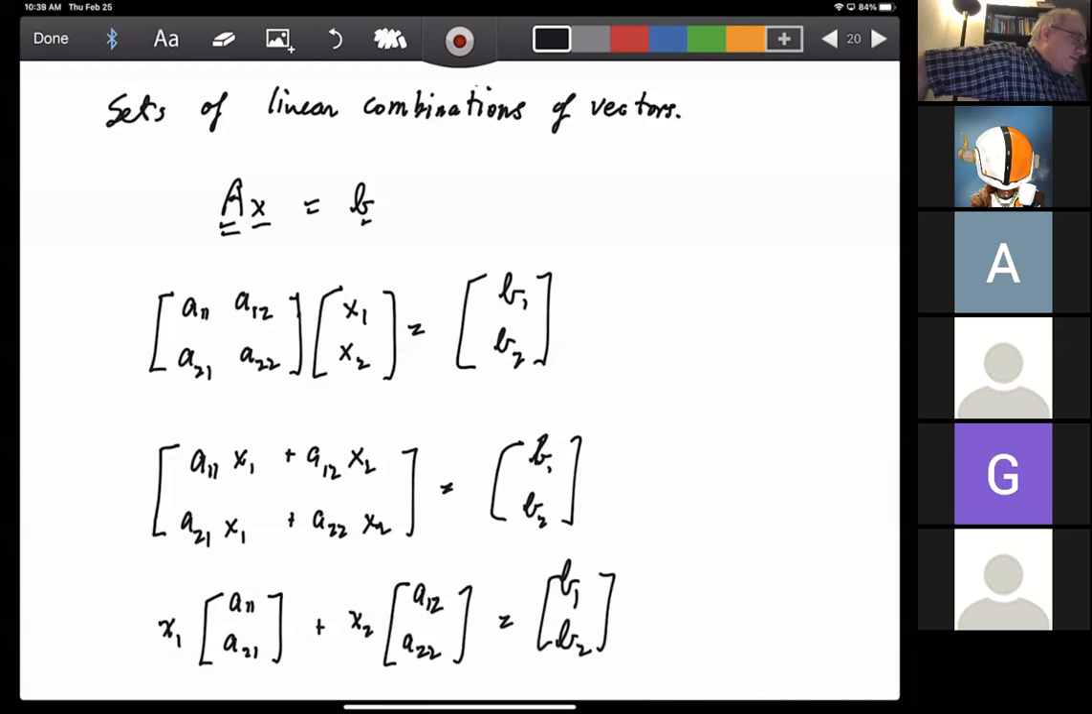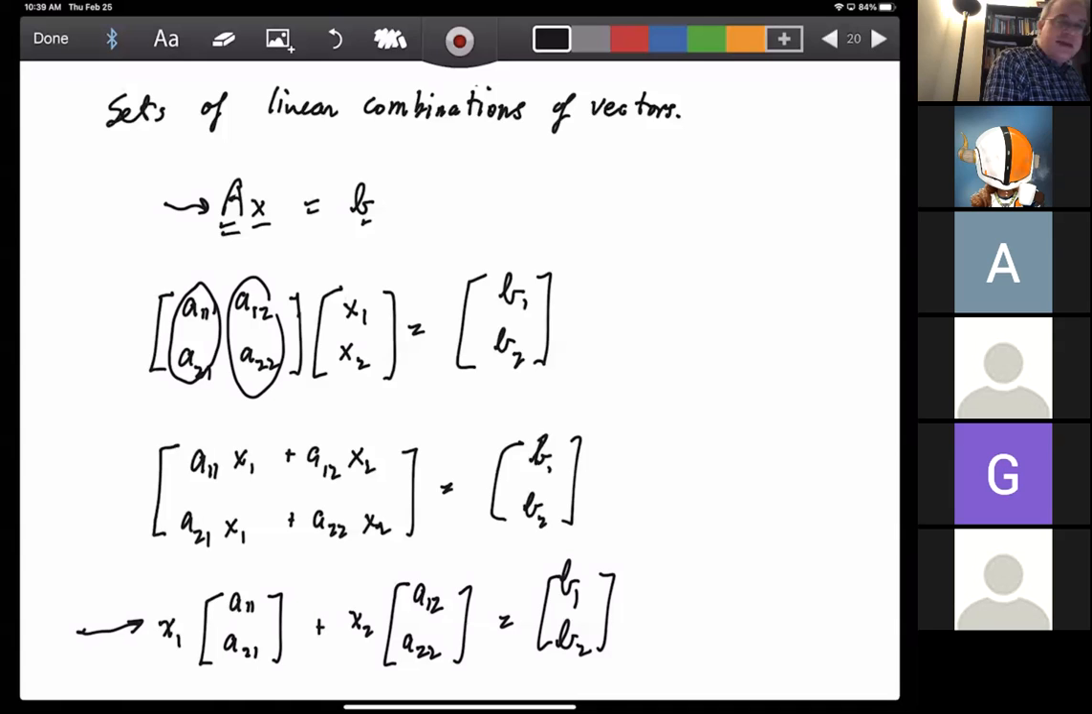So when I multiply a matrix times a vector over here, you can think of what you're doing as taking linear combinations of the columns of the matrix, right? Notice these vectors that I pulled out, A11, A21, that's really the first column of my matrix. A12, A22, that's the second column of my matrix. Okay, so it turns out that it's useful to think about the process of taking linear combinations of vectors in a little bit of detail. So that's the motivation for what we're doing.